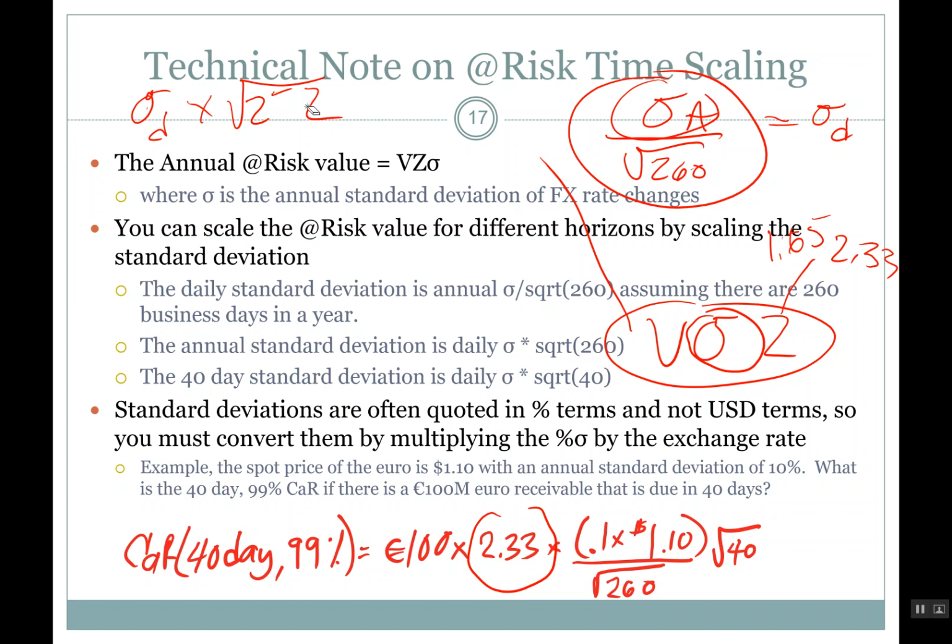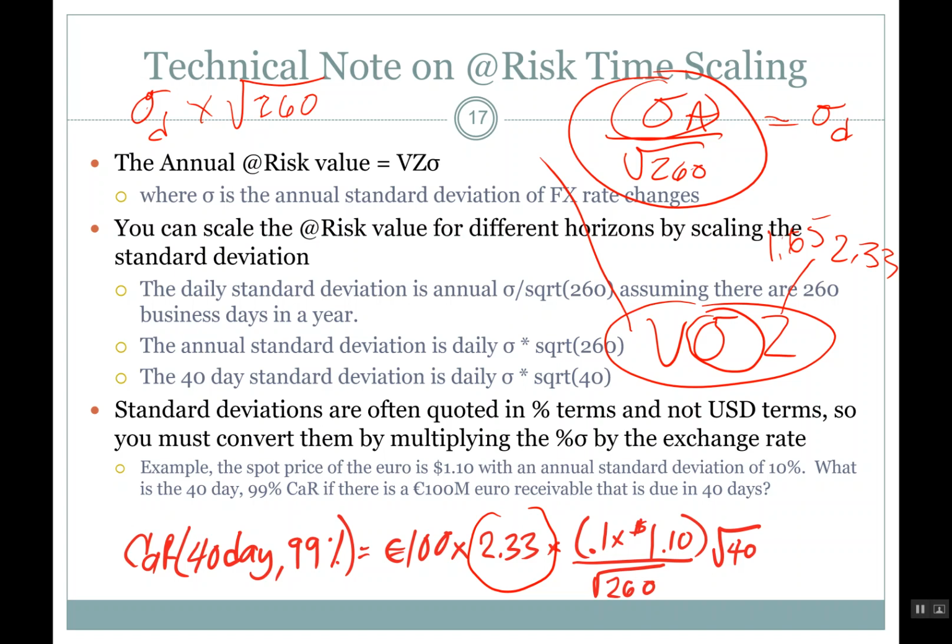I'm sorry, 252 is actually usually the number of days the New York Stock Exchange is open. So I use that one for investment problems. So 260 is usually business days. Sorry about that.